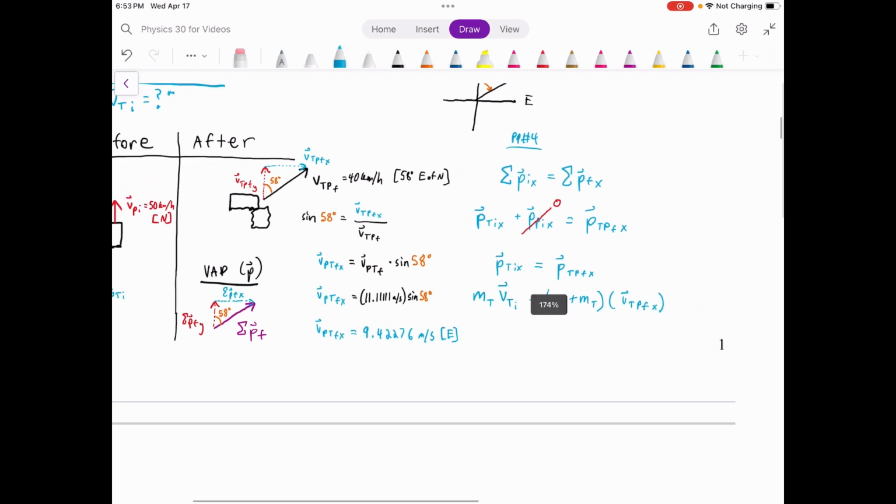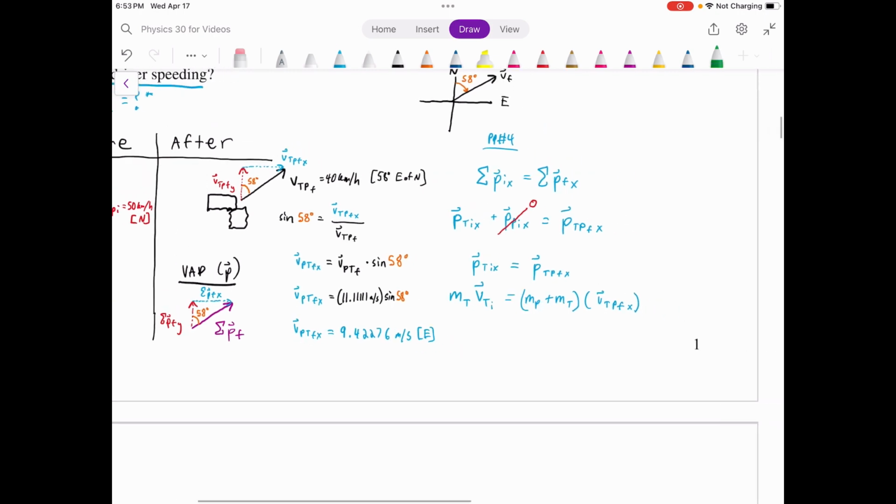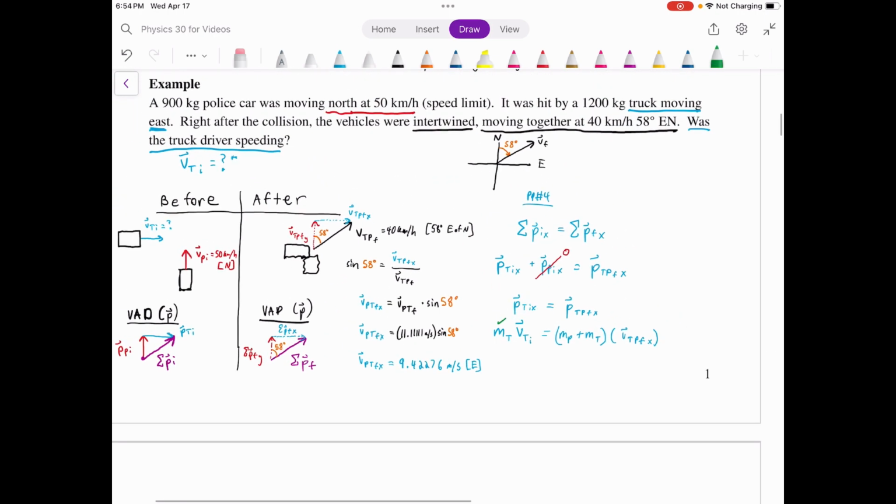So now let's just take stock of what we know. Mass of the truck, yes, we were given that. It's 1,200 kilograms. Velocity of the truck initial, that's what we wanted to find. Mass of the police car we were given, mass of the truck we were given. And now with just some SOHCAHTOA, we've got the x component of the velocity that they move together with after. Meaning that we have everything we need to figure out the one thing we don't know, the velocity of the truck initially.